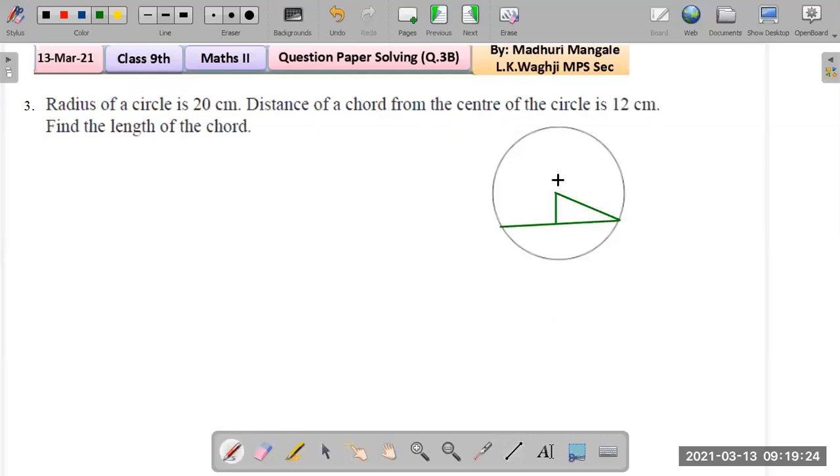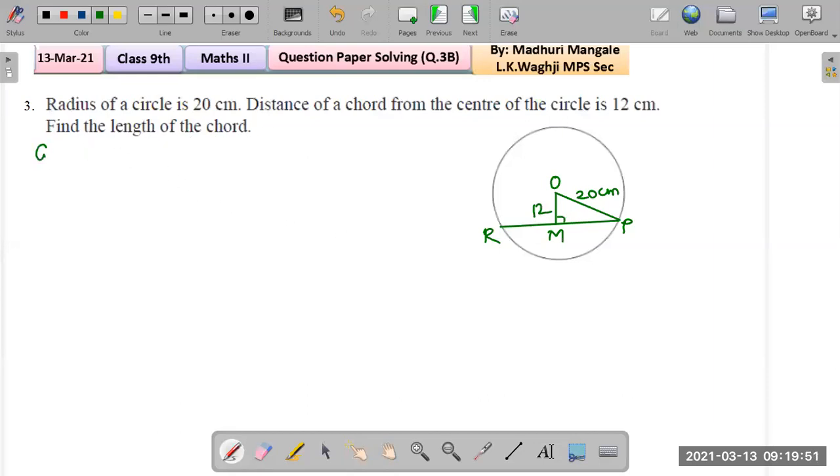Let's say the center is O and P is any point. So OP is the radius, which is 20 centimeters. They have given the distance. Let's say this is M. So OM is the distance, which is equal to 12 centimeters. Fine. And let us name this point R. All right. We are asked to find the length of the chord.